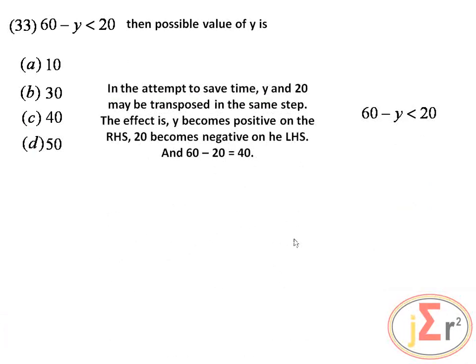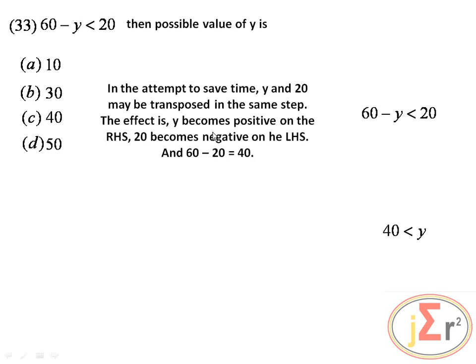Here we go again. In the attempt to save time, y and 20 may be transposed in the same step. That is what we usually do. If we have some transposition to make, we can do a few of them in one step without causing any harm or any alarm. Then we generally progress in that manner. The effect is y becomes positive on the right hand side, 20 becomes negative on the left hand side, and of course 60 minus 20 is equal to 40.